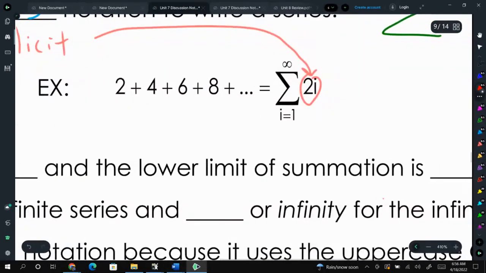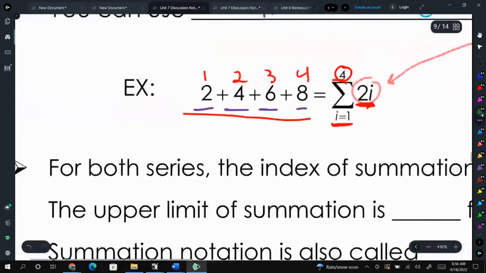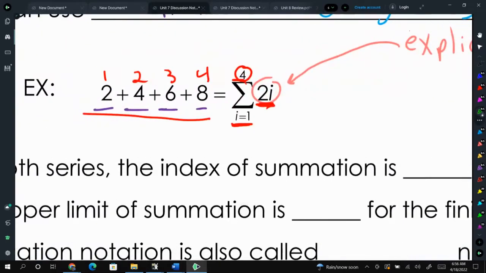Over here, same idea, except these 3 dots mean that this goes on forever. So that upper limit has an infinity symbol there, meaning we keep going, which means we can't actually get a sum. Like, we can't simplify this and say, oh, this sum is going to equal 20, like we could back here. We add all those numbers up and we get 20.